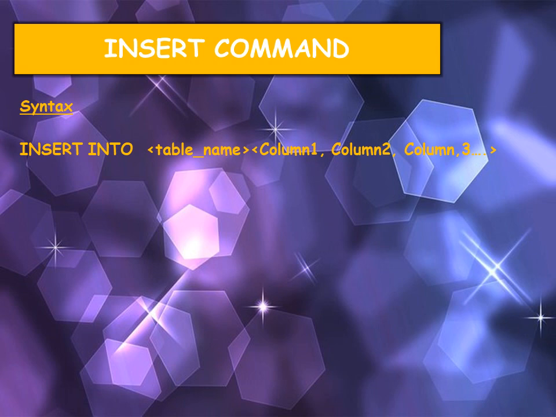The table name will describe the name of the table, or it will tell the server that this is the table where we have to enter the values. Column name will be the name of the column where you want to enter the value. Depending upon the number of columns in your table, you can write column 1, column 2, column 3. Next, VALUES is again a keyword, which tells which values need to be inserted. So for that, value 1, value 2, value 3, and then put the semicolon.